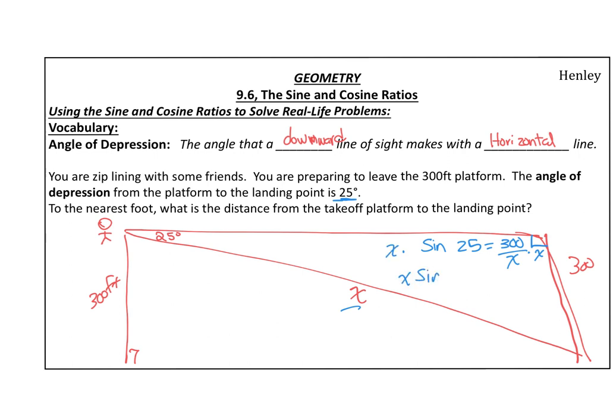x times the sine of 25 equals 300. We need to erase that extra 2 we accidentally wrote. Now divide both sides by the sine of 25. So x equals 300 divided by the sine of 25. Put that into the calculator. x will equal 710 feet.